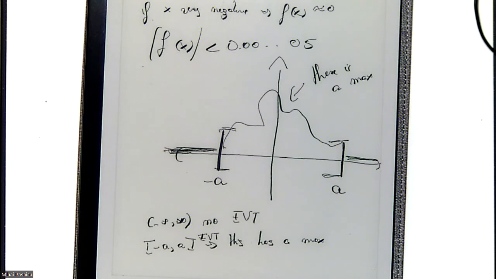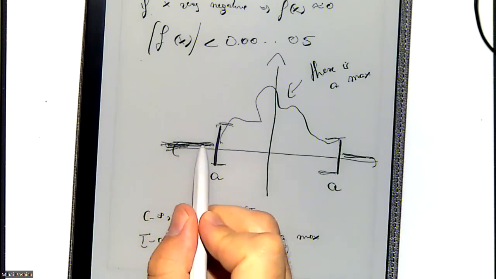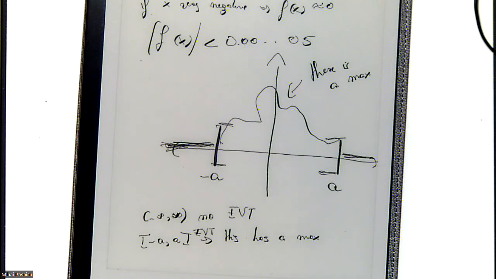Everyone agree with my claim that in this interval, [-a, a], for any number a in the world, I have a maximum inside this, just from the extreme value theorem. Now the question is, is this maximum a global maximum? And the answer is yes. Why is it a global maximum? Because everything outside of this interval is extremely, extremely small. It does not count.